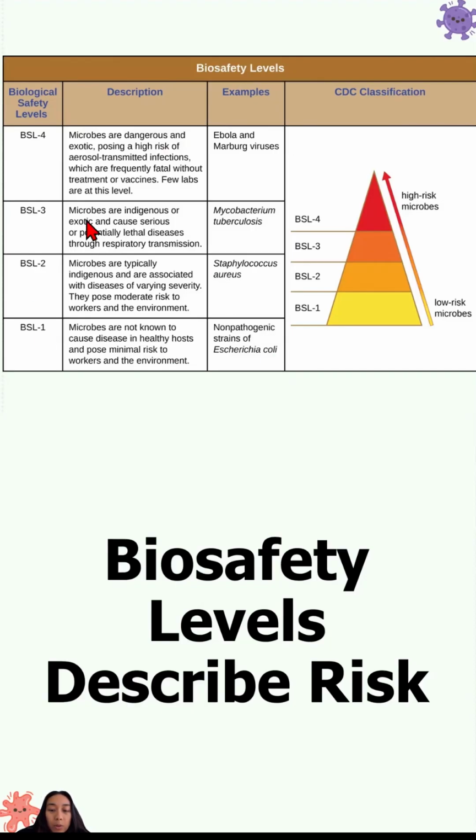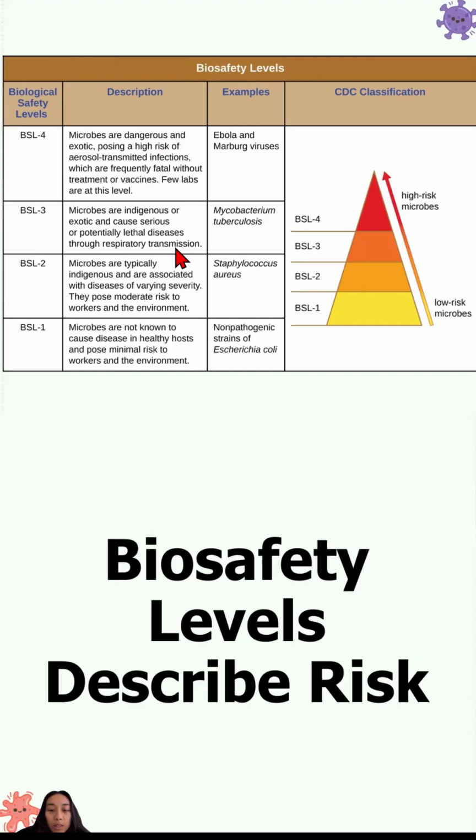Now, when we move up to biosafety level 2, these are going to be moderate risk microbes. These are going to be the ones that can cause disease if you were exposed to them. And yeah, you're just going to have to be much more cautious. But of course, these diseases are typically going to be curable. So if you do get exposed and you do get sick, there are antibiotics or antimicrobials that you can take to prevent yourself from getting more sick.